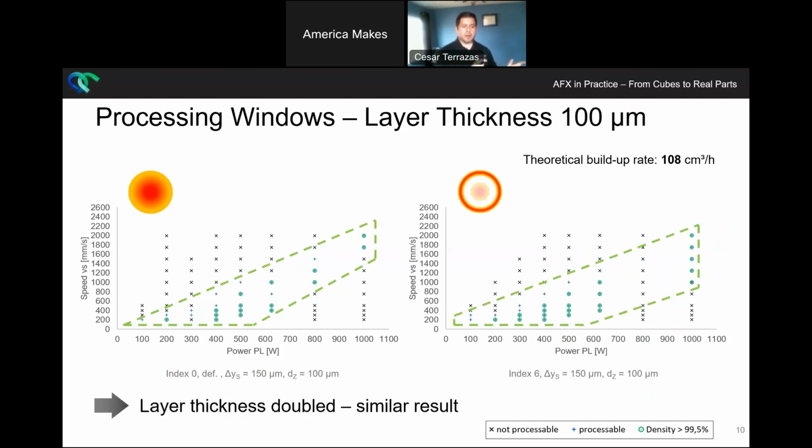A little bit reduced compared to the 50 microns, but still, there's a bunch of parameters. Let's say, power of 500 versus speeds of 600 that still result in densities in excess of 99.5%. And the same goes for index 6 at this layer thickness. So you can see that even though it is more widespread, the parameter space is also widened, meaning there are a lot of parameters that are going to result in almost fully dense components.